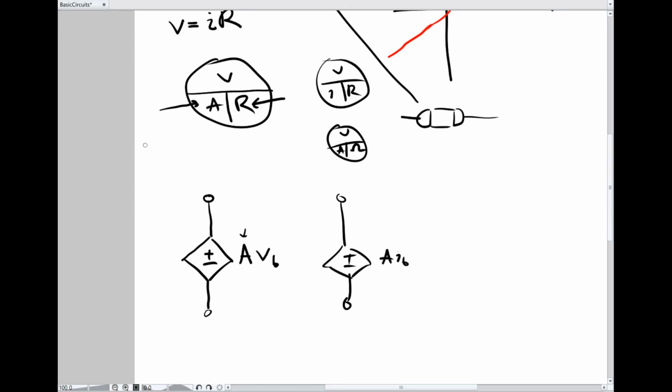And we have these acronyms we throw around. We call this voltage that depends on a voltage a voltage-controlled voltage source. A voltage that depends on a current, a current-controlled voltage source. A current that depends on a current, a current-controlled current source. And a current that depends on a voltage, a voltage-controlled current source. So if you see these four-letter shorthands, that's what they mean.